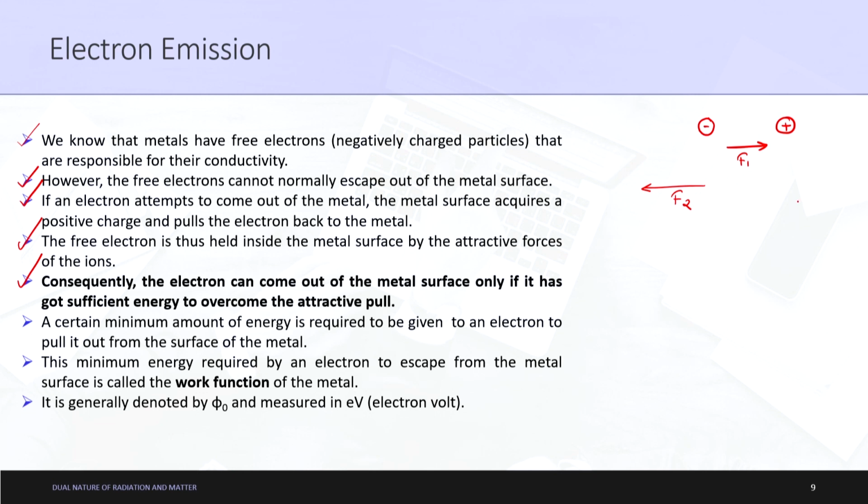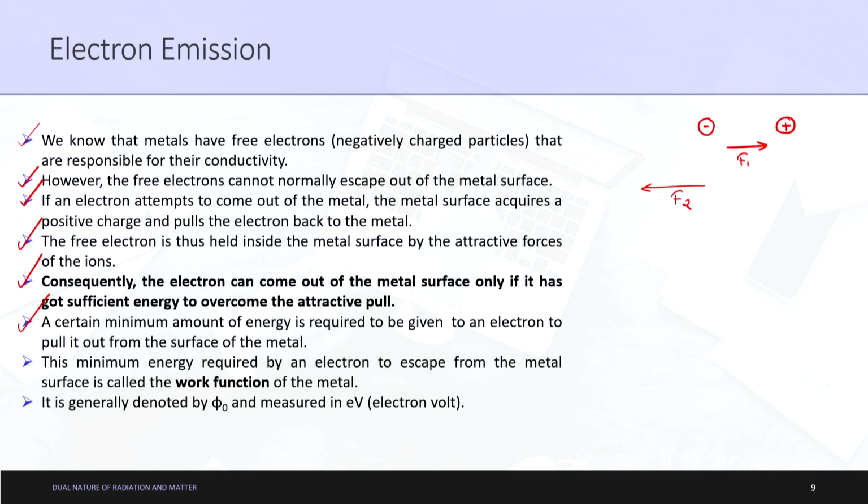Why? Only when it has sufficient energy to overcome the attractive pull, as in this pull, if it has such power that it can overcome this pull and can go away. Okay. So a certain minimum amount of energy is required to be given to an electron to pull it out from the surface of the metal. Fine. So what is the sufficient minimum amount of energy we will get to know in subsequent slides, subsequent lectures. For now, let us denote by sufficient amount some certain minimum amount of energy only.